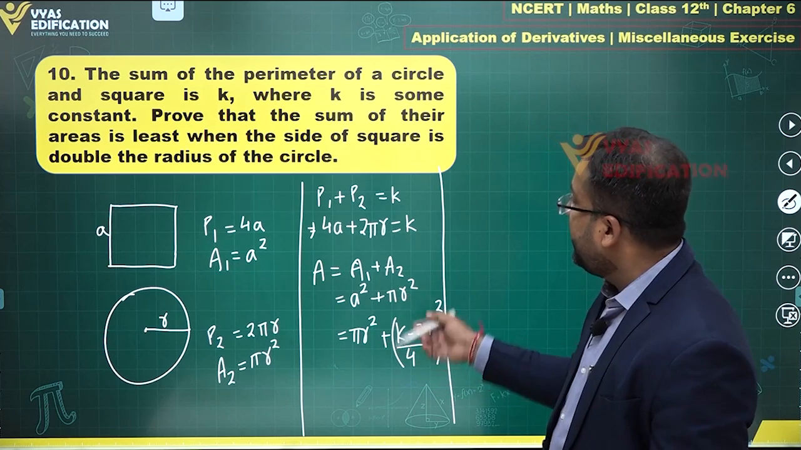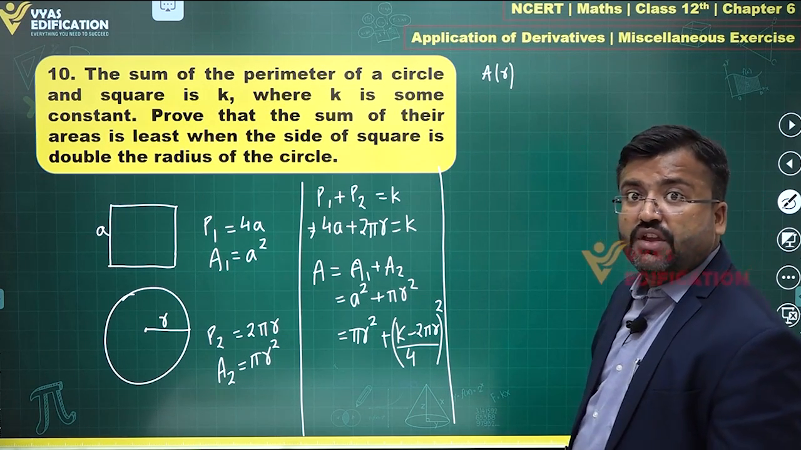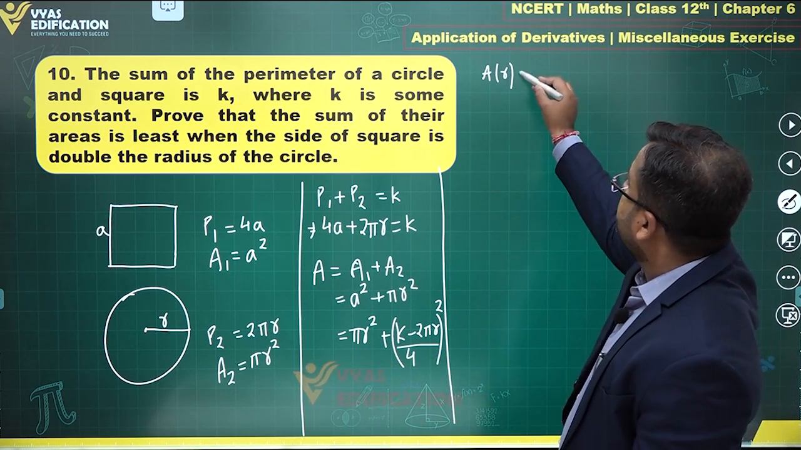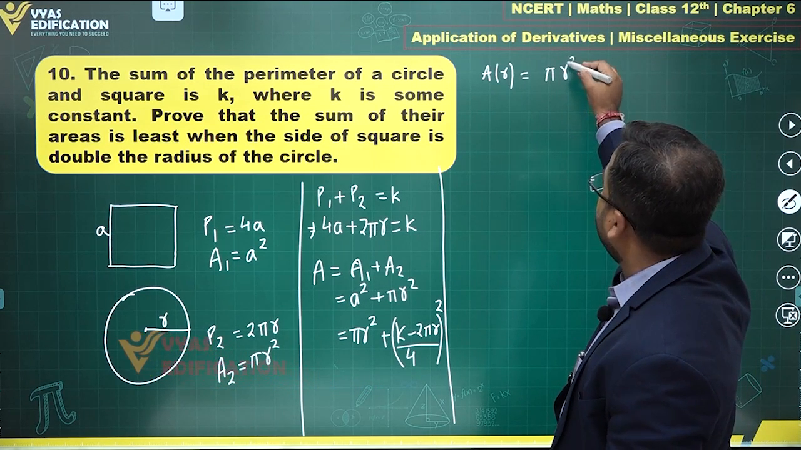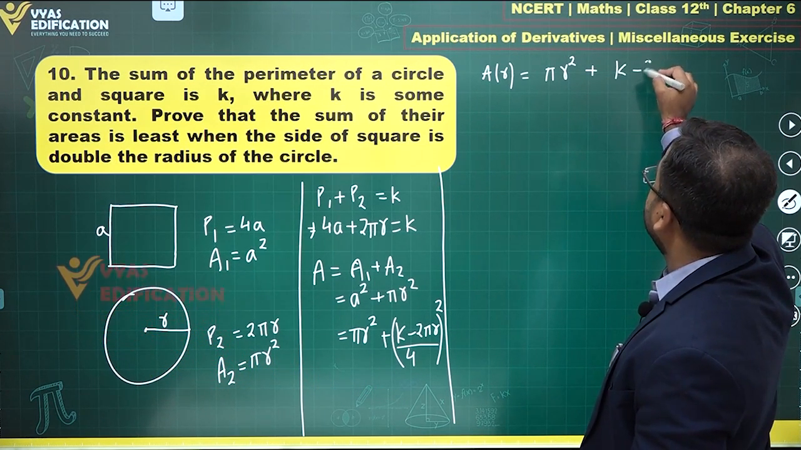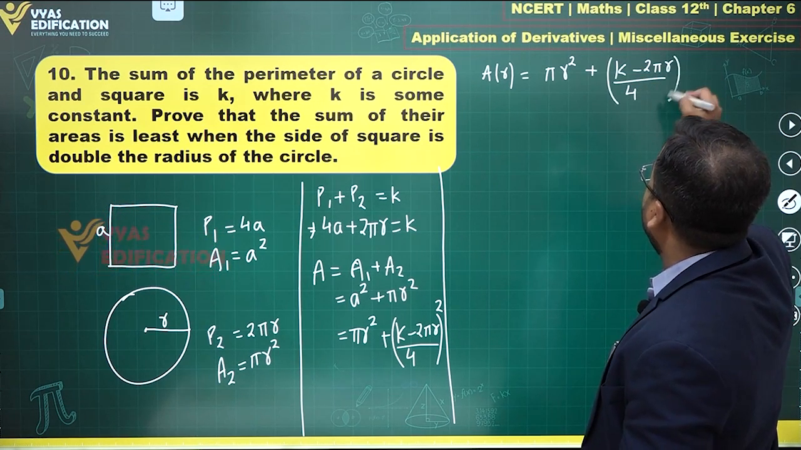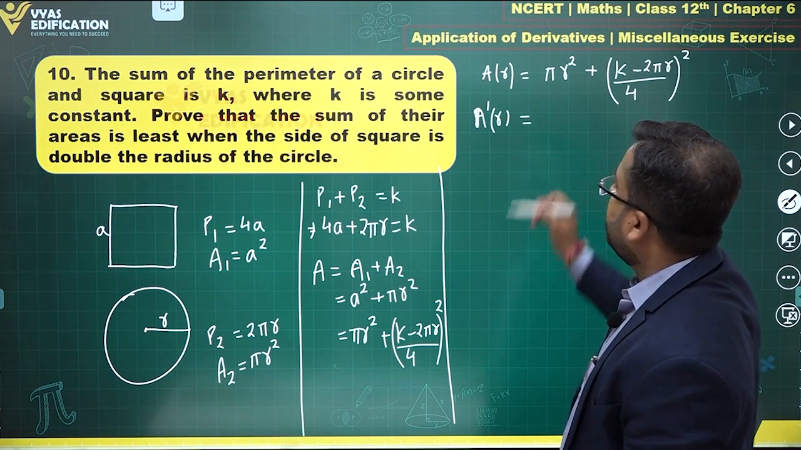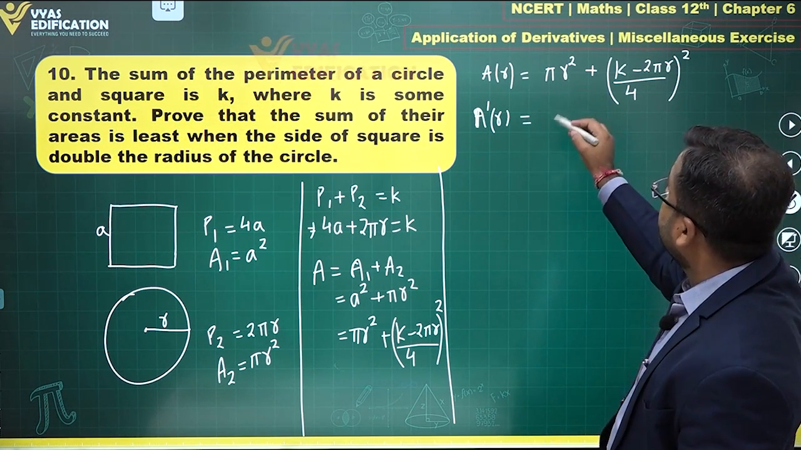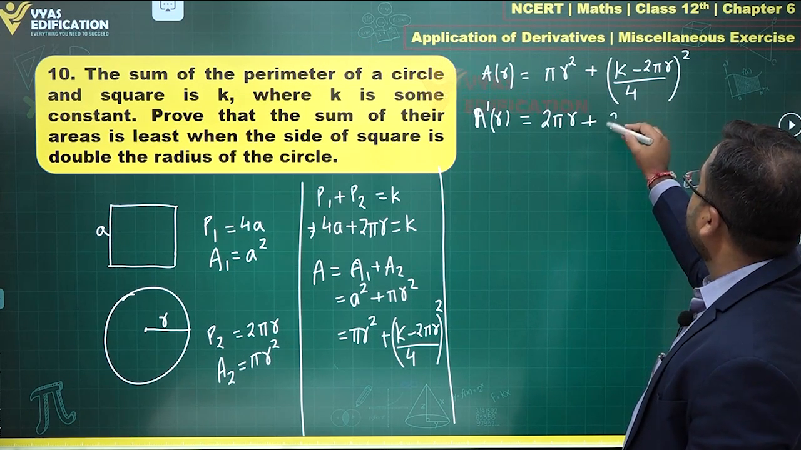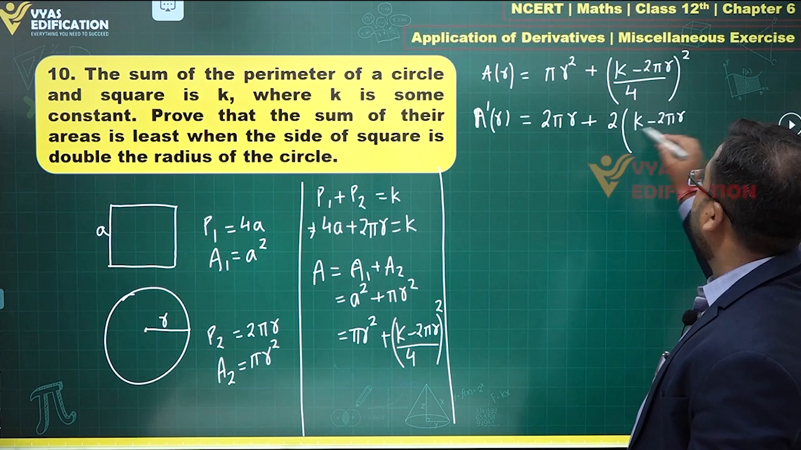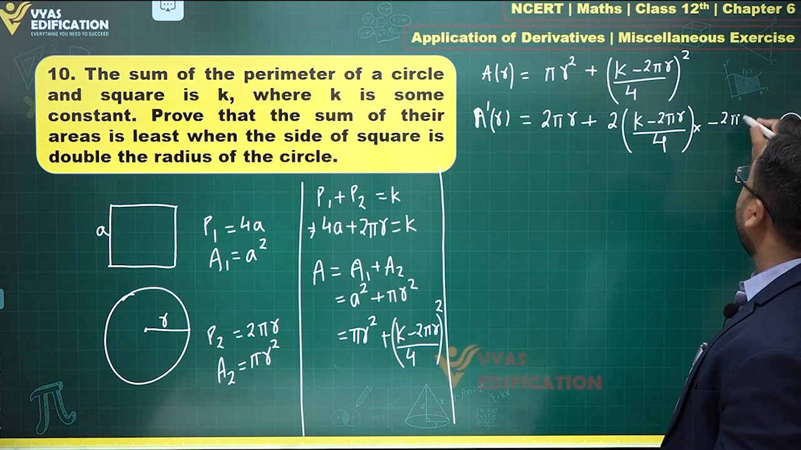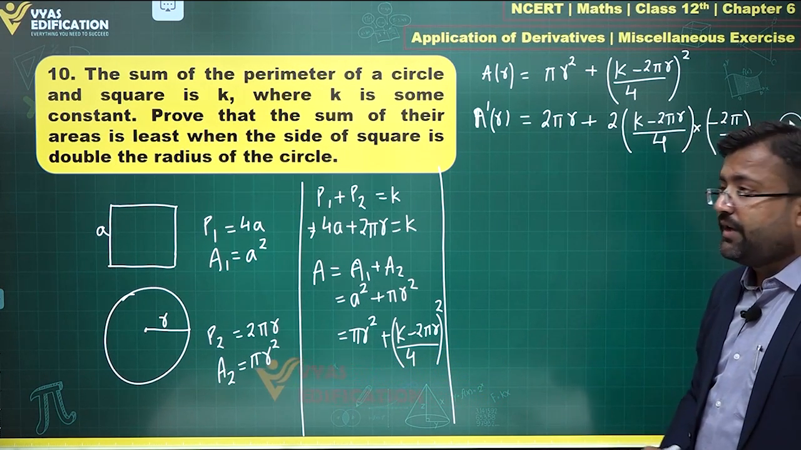And therefore we know the area in terms of radius r. And we can now minimize this. The sum of these areas is least, right? So we can think about minimizing pi r square plus (k minus 2 pi r upon 4) whole square. Let's find the derivative of this with respect to r. What is that? Derivative of area with respect to r is 2 pi r plus 2 times (k minus 2 pi r upon 4). And what's the derivative of minus 2 pi r upon 4? This is minus 2 pi upon 4. K is a constant, right? This is what you get.